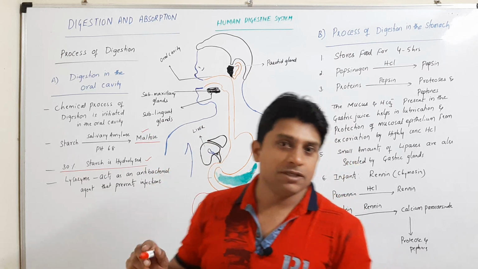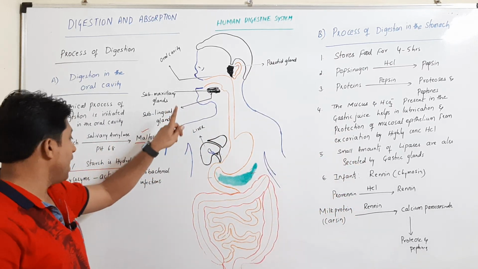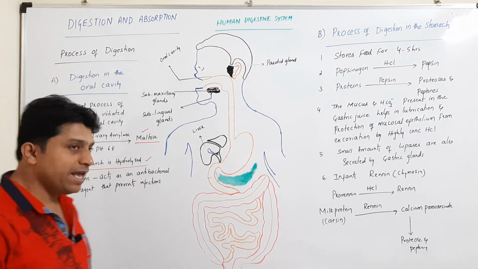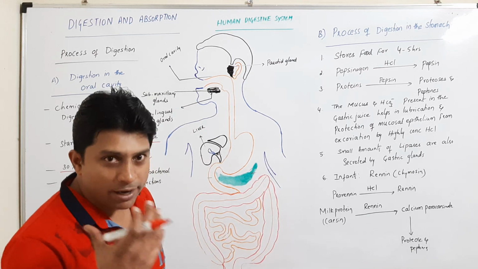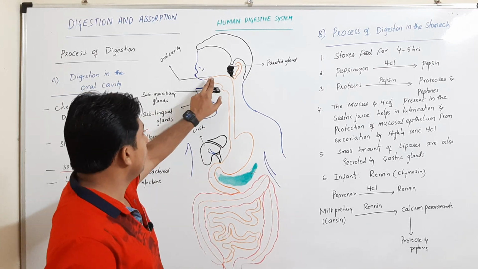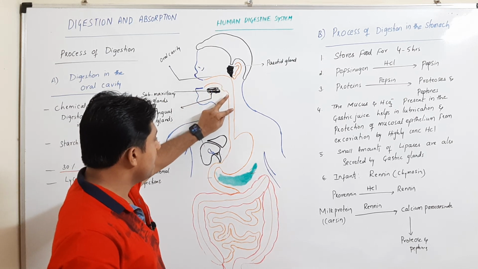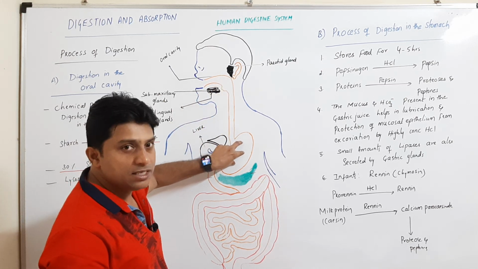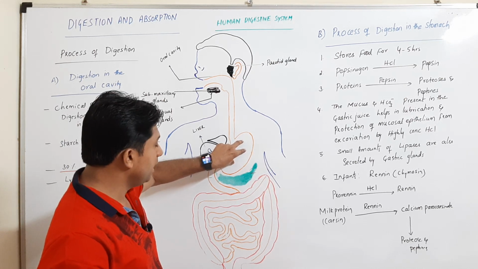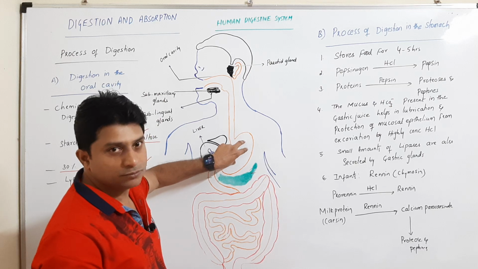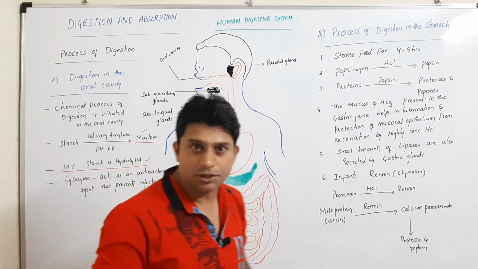Then the saliva also contains one more enzyme, which is called lysozyme, which acts as an antibacterial agent and prevents infections, right? Next, this moistened food from the oral cavity flows by peristalsis through the esophagus and from the esophagus enters the stomach. Once the food touches the stomach wall, the gastrin hormone stimulates the gastric glands for the secretion of gastric juice, right?